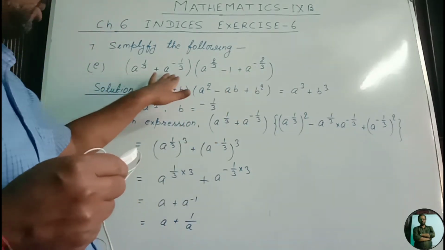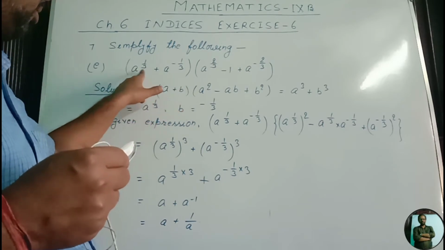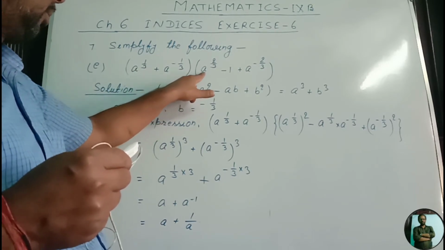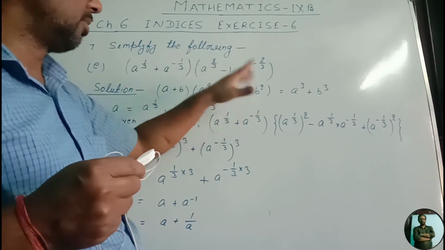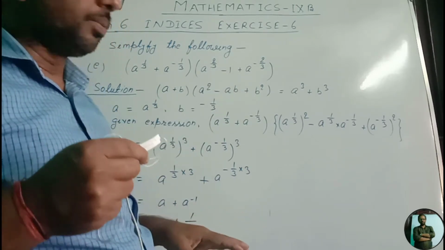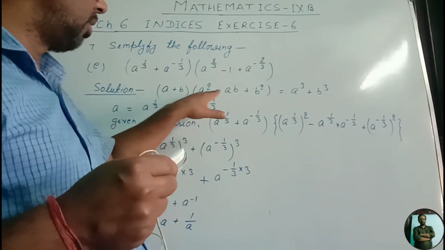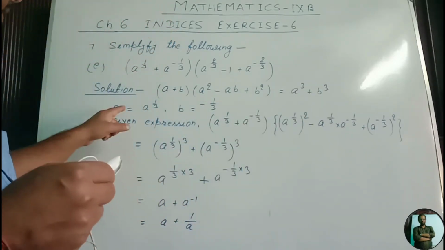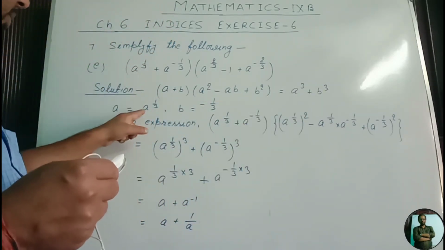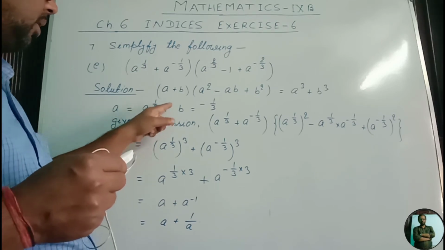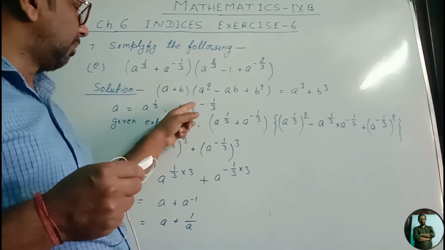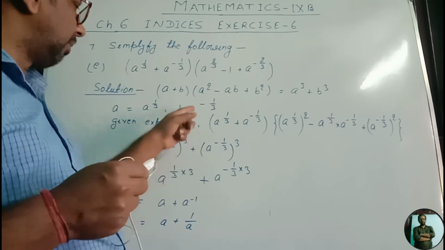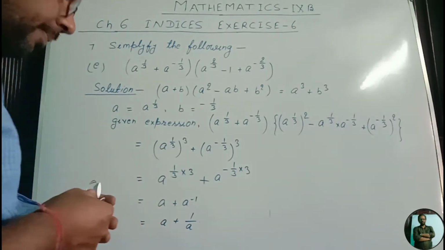So this expression is in the form of (a plus b) into (a square minus ab plus b square). And we know this formula: (a plus b)(a square minus ab plus b square) equals a cube plus b cube. Here at the place of a, we have a to the power 1/3, and at the place of b, we have a to the power minus 1/3.